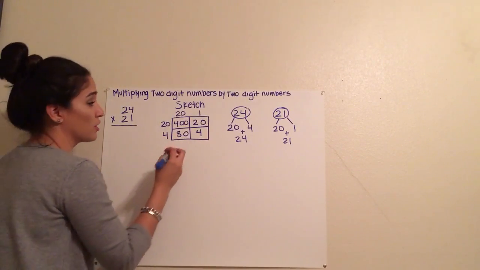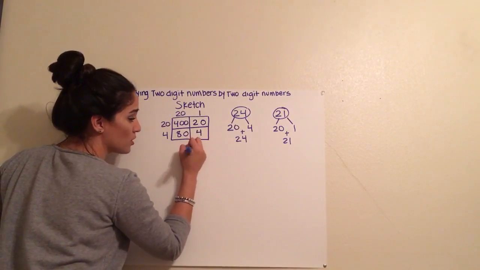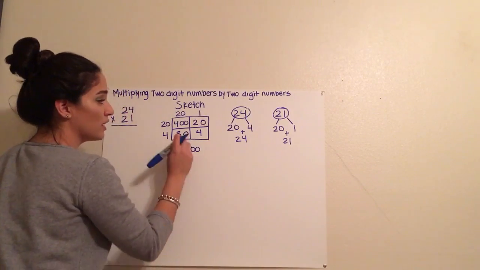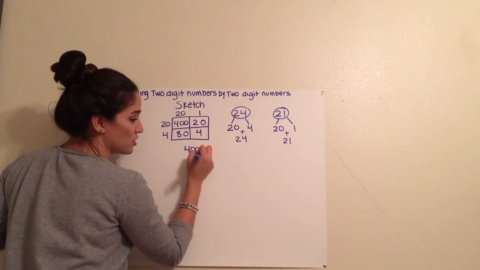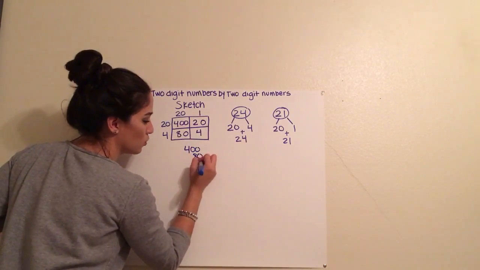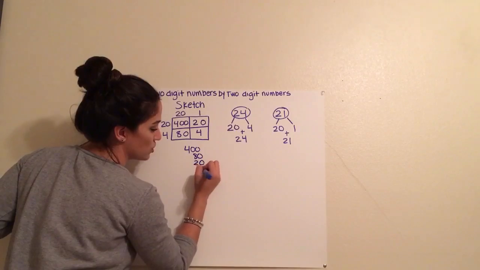These are our partial products. So I'm going to get my first partial product, which is 400. And then I'm going to get my other partial product, which is 80. Then my other one, 20. And then my last one, which is 4.